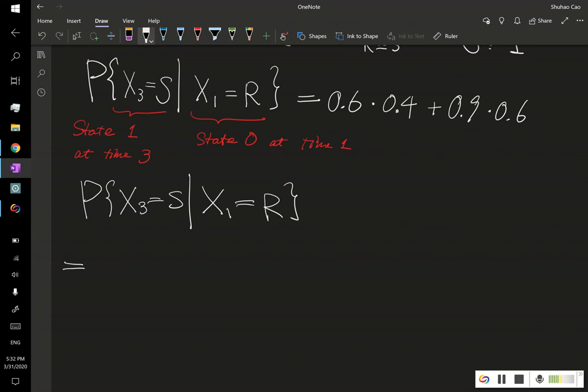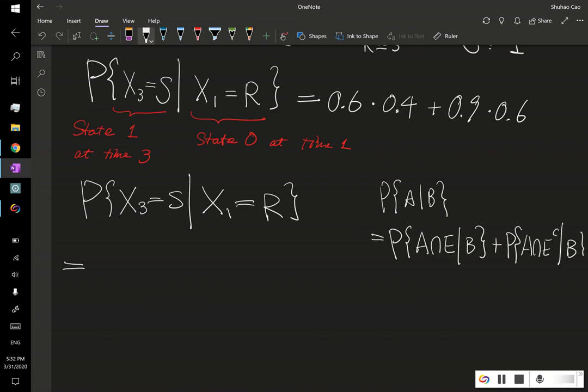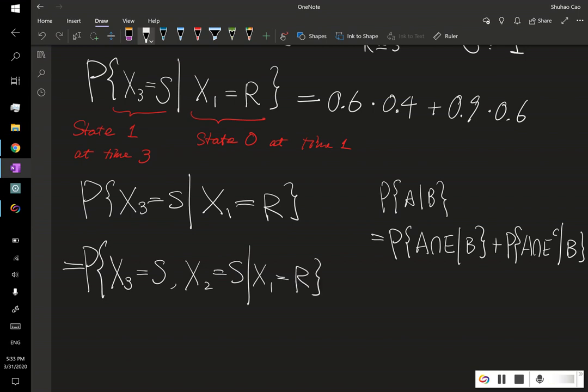So, using the formula, A given B is equal to the probability of A intersect with E given B, plus the probability of A intersect with E complement given B. Okay, so this is a feature in the sanity check quiz of lecture one. So then this conditional probability can be written as: X3 equals S, but X2 is S given X1 is R, plus X3 is S and X2 is R. So keep this in mind.